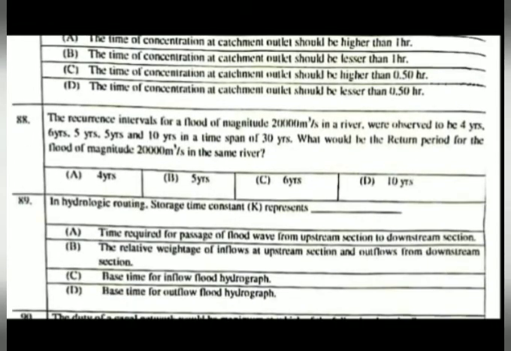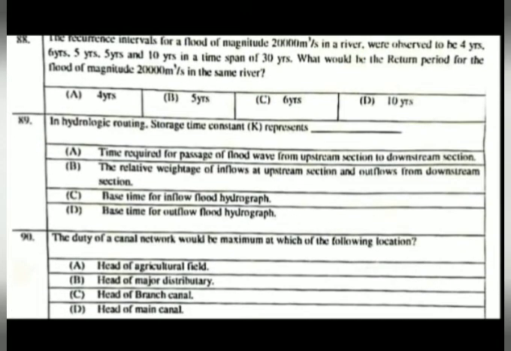Next question is, the recurrence intervals of a flood magnitude 20,000 meter cube per second in a river were observed to be 4 years, 6 years, 5 years, 5 years, and 10 years in a time span of 30 years. What would be the return period for the flood of magnitude 20,000 meter cube per second in the same river? And the right answer for this question is 6 years. In hydrologic routing, storage time constant represents, and the right answer for this question is option A, time required for passage of flood wave from upstream section to downstream section. Right answer.